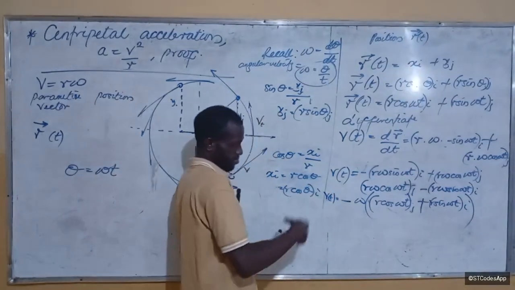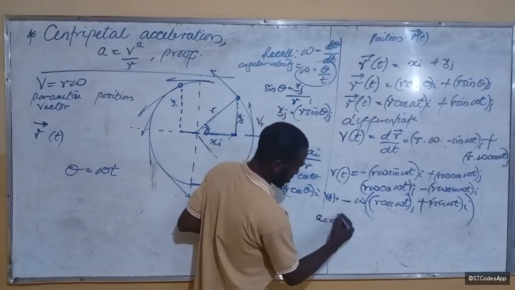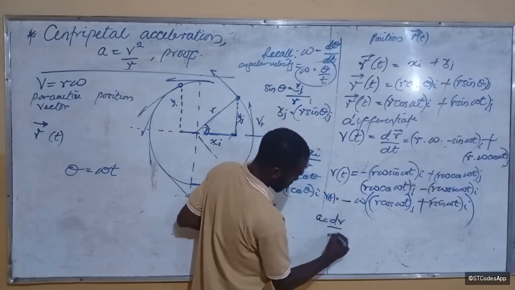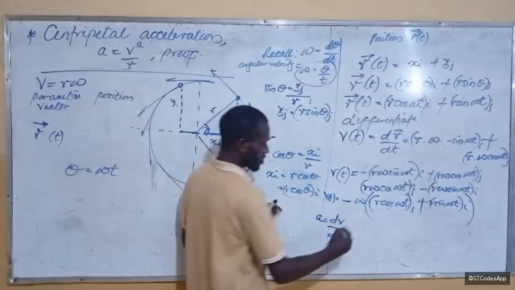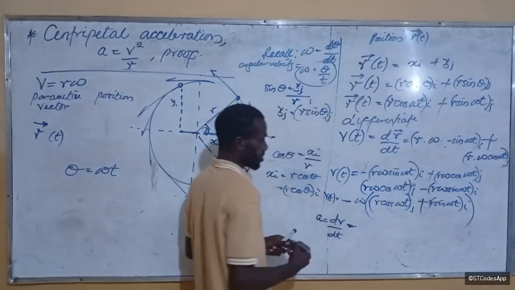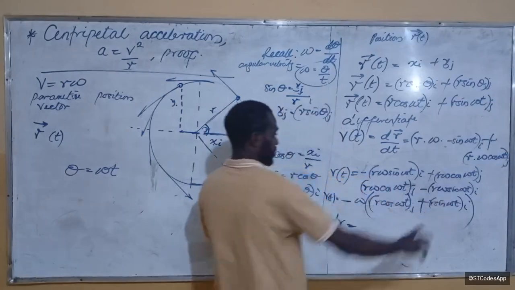But anyway, let's continue. So how do we get acceleration? Acceleration is going to be dv/dt. Is that clear? So we have to differentiate one more time, right? So what I will do is I like to pick it back from here. So I'll clean all of this.